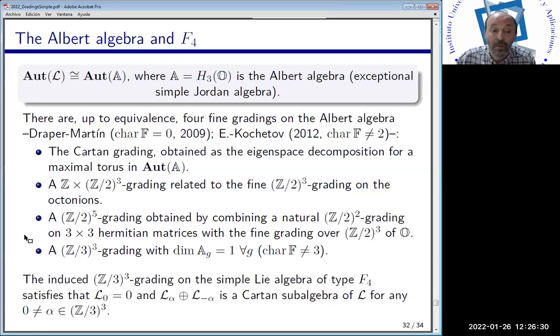And again, if we move to the simple Lie algebra of type F4, which has dimension 52, for instance, this grading gives a very nice grading where, again, the neutral homogeneous component is trivial and all the other homogeneous components are two-dimensional, and we can put them together, each one with the corresponding opposite element, and then we again get a splitting of F4 as a direct sum of Cartan subalgebras. So these are very nice gradings.